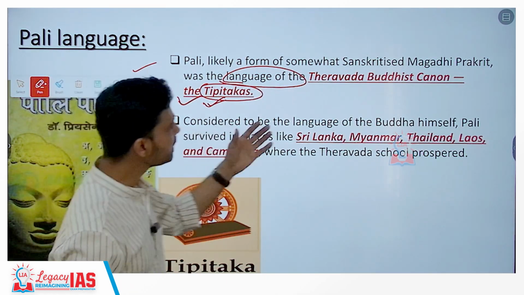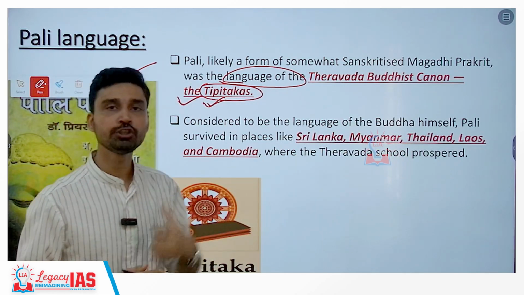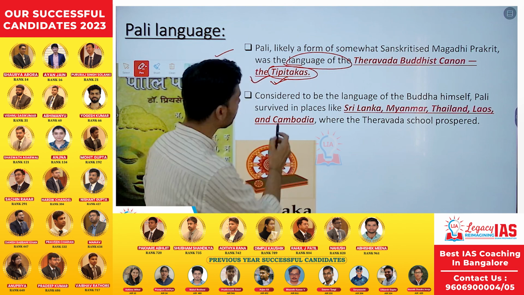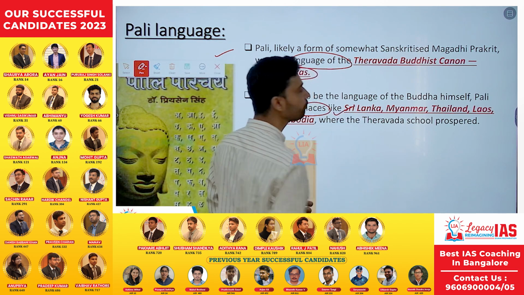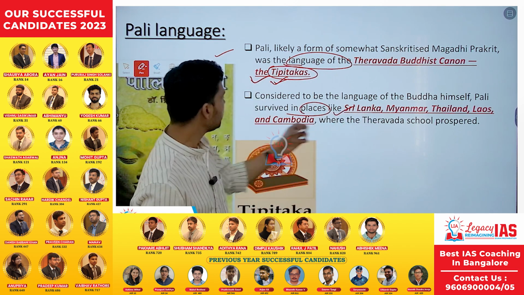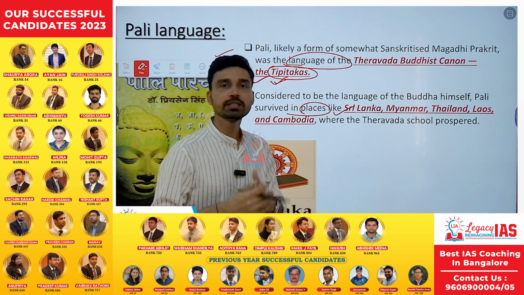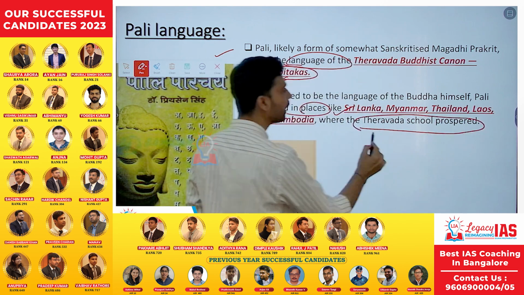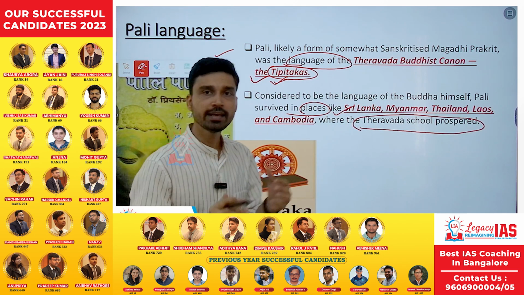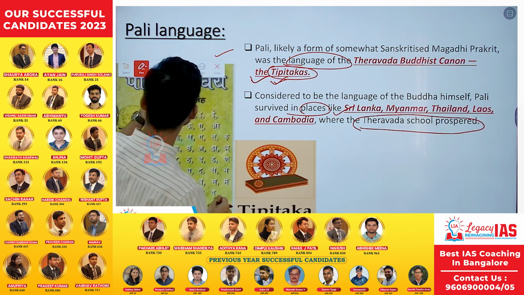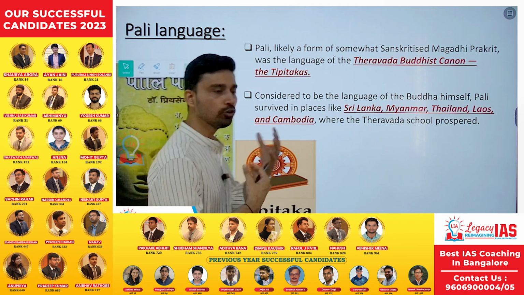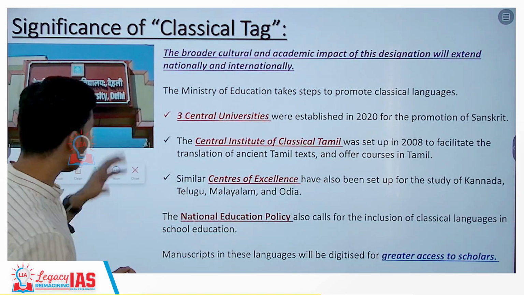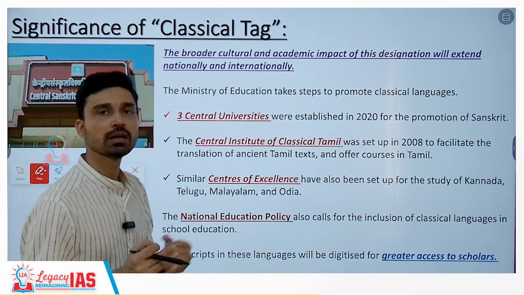Pali is considered to be the language of the Buddha himself, in which he used to preach and talk with the people. Pali survived even outside of India, in places such as Sri Lanka, Myanmar, Thailand, Laos and Cambodia, where Buddhism spread at a very fast rate from India, and it is in these regions that the Theravada school of Buddhism has prospered. So, Pali is not restricted to India; it is kind of an international language and also a very ancient language. That is why all these 5 languages have been chosen to become classical languages of India.